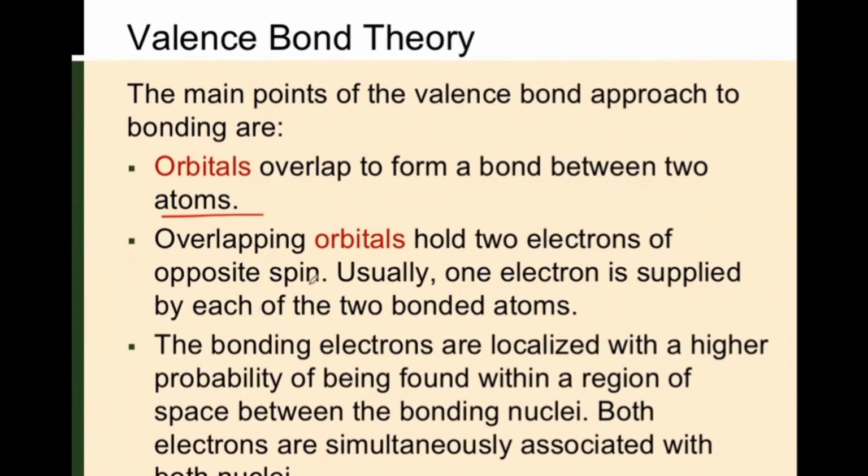Overlapping orbitals hold two electrons of opposite spin. Remember, we have the MS quantum number and the idea from the Pauli exclusion principle that no two electrons can have exactly the same set of quantum numbers. And so usually one electron is supplied by each of the two bonded atoms. The bonding electrons are localized with a higher probability of being found within a region of space between the bonding nuclei. Both electrons are simultaneously associated with both nuclei.